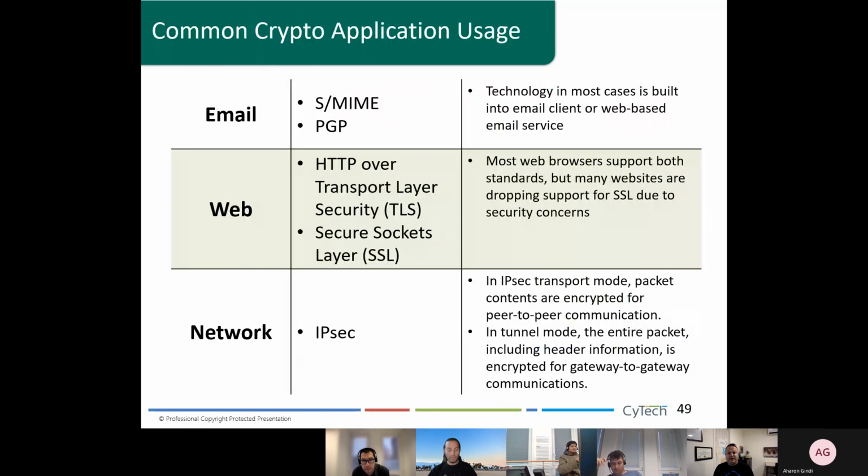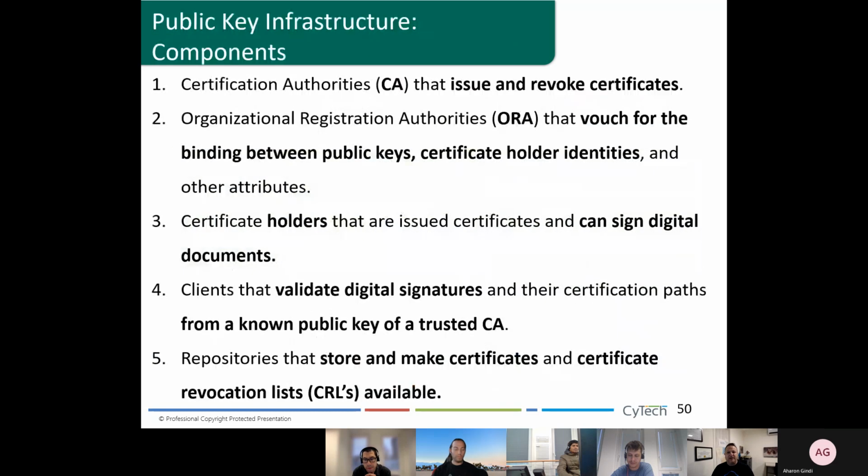The crypto application usage can be found in emails, in web, and in network. Tomorrow we will cover domain 4, which is network security. And when we talk about IPsec, we will talk about that channel that is created to protect that ball of information, data, that we encrypt with other crypto systems. So for emails and for web, you probably know and are familiar with those different systems and different applications that we use.